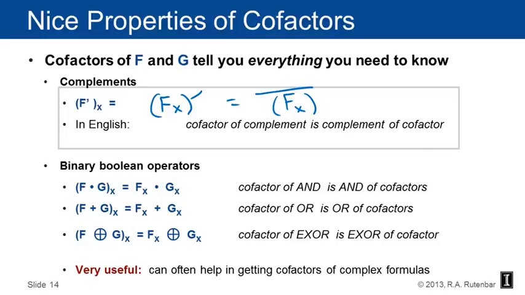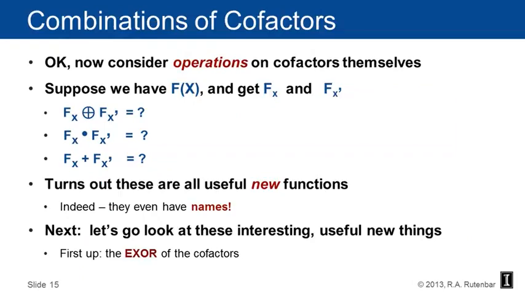And similarly, for basically all binary Boolean operators, it works like that. The cofactor of the AND is the AND of the cofactors. The cofactor of the OR is the OR of the cofactors. The cofactor of the exclusive OR, XOR, that's this gate, remember, is the XOR of the cofactors. This is really very useful because this can often help in getting cofactors of complex formulas, and in fact we're going to see that just later in this particular slide deck.